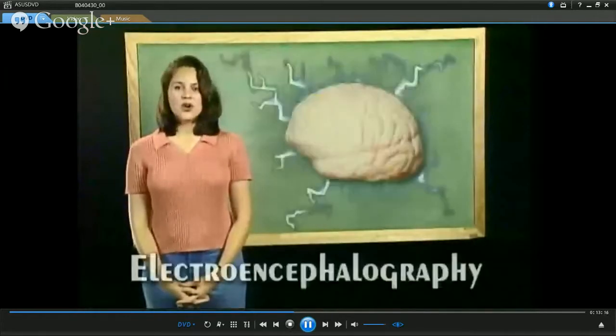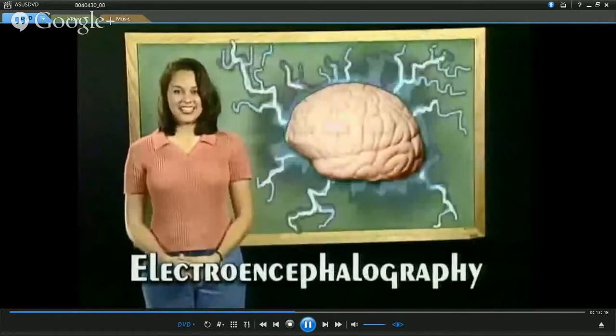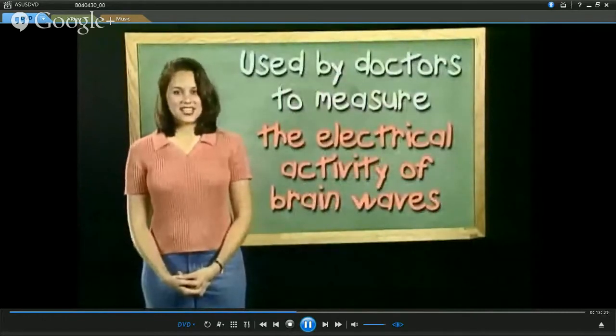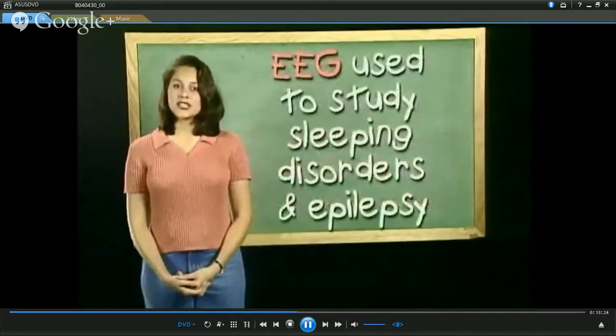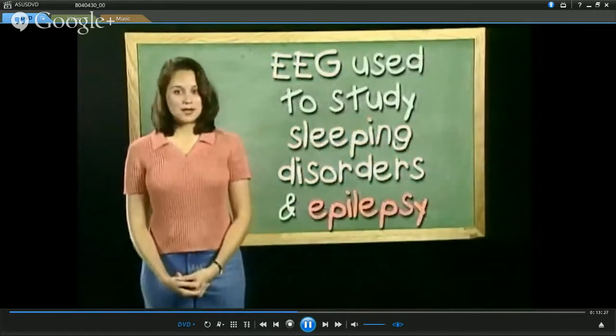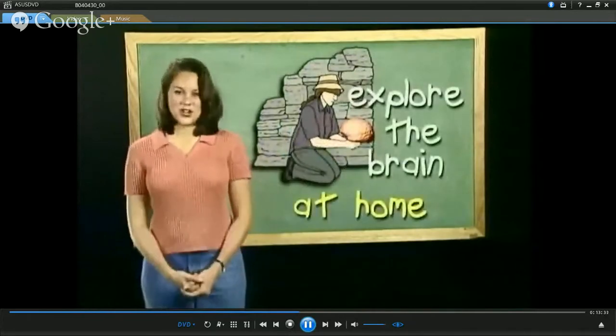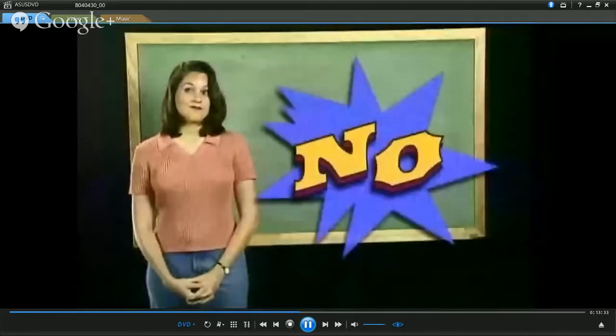For those of you who want to study the electrical activity of the brain, why not try electroencephalography, or EEG? This is the tool doctors use to measure the electrical activity of brain waves. It's usually used to study sleeping disorders and epilepsy, but you can use it to explore the brain in the privacy and comfort of your own home. Really? No, probably not. The machines cost thousands of dollars, but you could sneak into a hospital and use one.